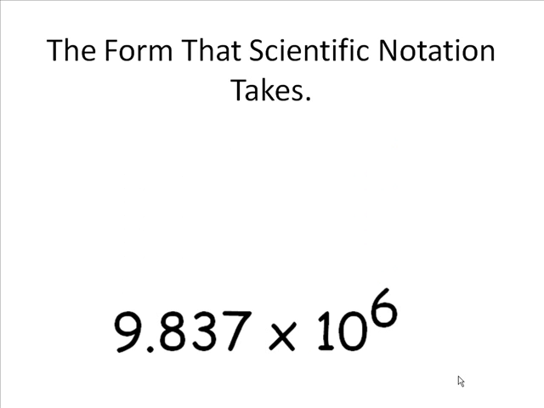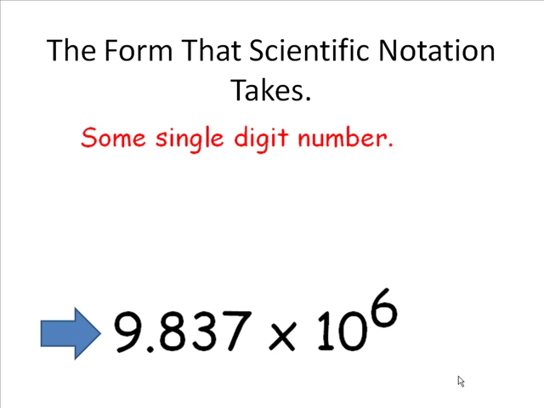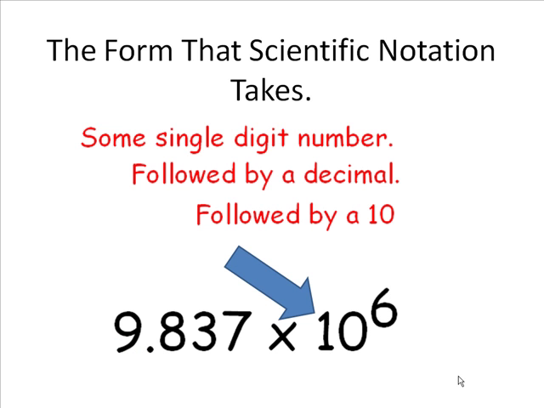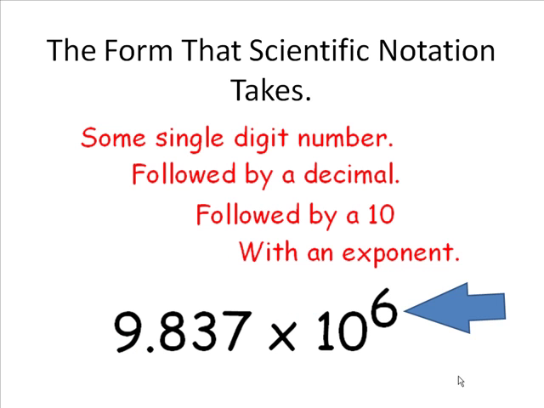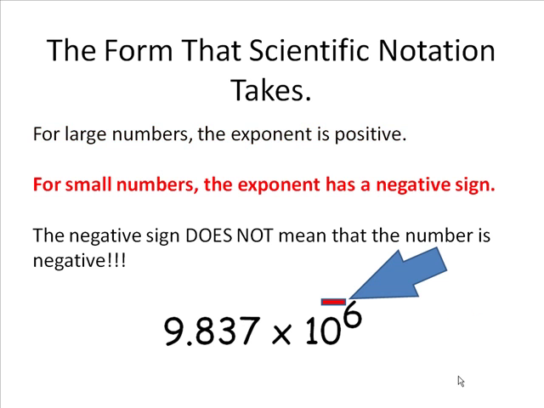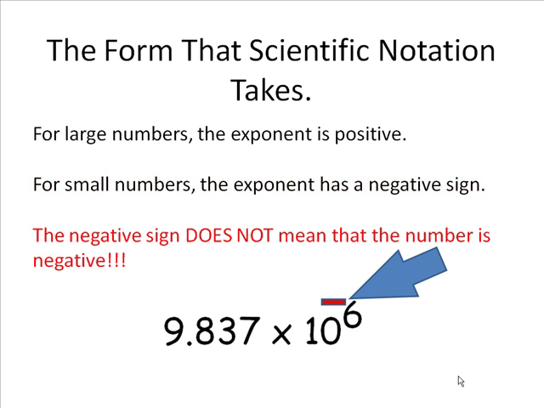Well, there is. The form that Scientific Notation takes is there's some single-digit number in front of a decimal, followed by perhaps a few numbers, followed by a power of 10, followed by an exponent. Sometimes the exponent is positive, and that is for large numbers. For really small numbers, the exponent is negative, and that topic will be covered in another video. The negative sign does not mean that the number is negative. It means that it's small.